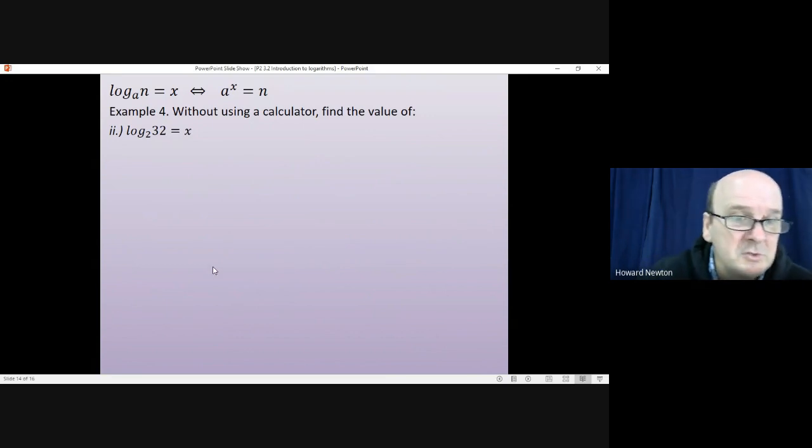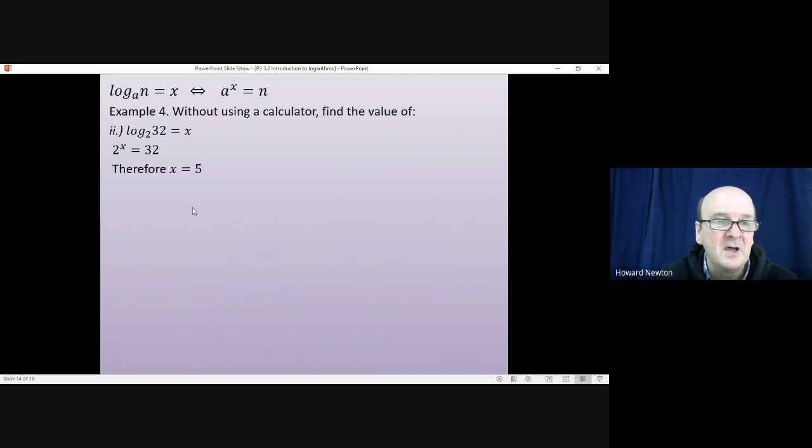So question 2, log to the base 2 of 32 is equal to x. Again, you could just say 2 to the power of something is 32. And writing in exponential form, that is what you get: 2 to the power of x is 32. What is x? Well, 2 to the power of 5 is 32. So x is 5. So log to the base 2 of 32 will equal 5.